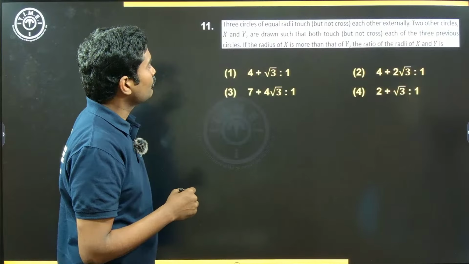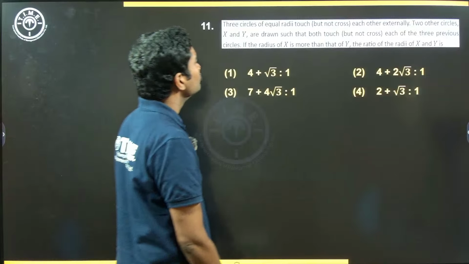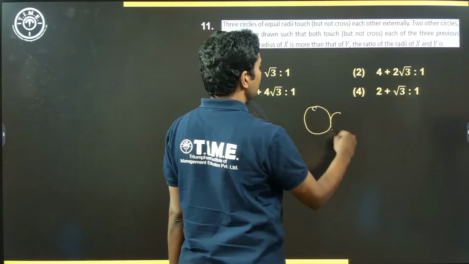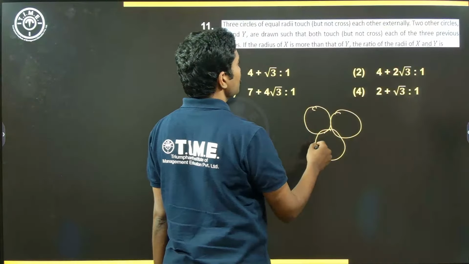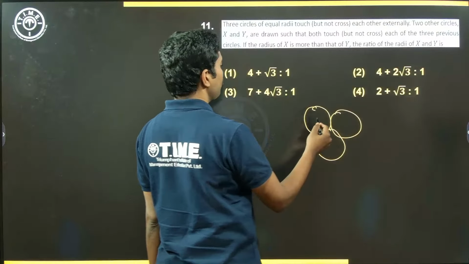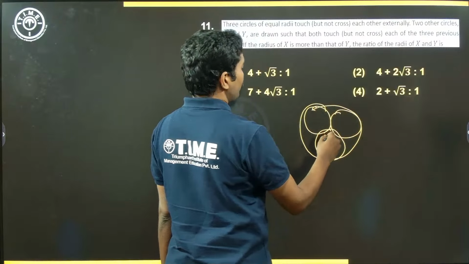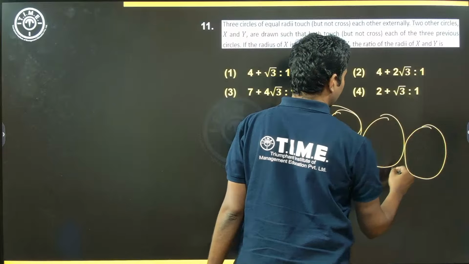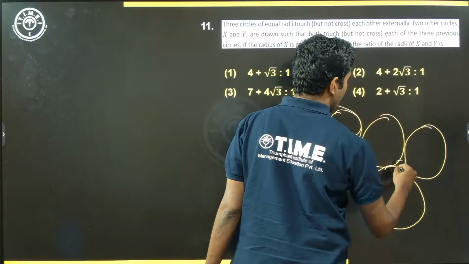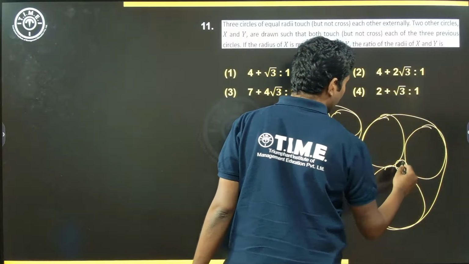Three circles of equal radii touch each other externally. Geometry question, three touch externally. Two other circles are drawn such that both touch each of the three previous circles. The radius of x is asked. So this is how they are, something like this. There are three circles, there's one drawn in their midst, and the other one is going like that.